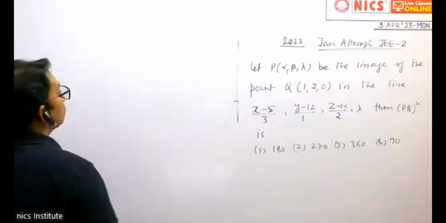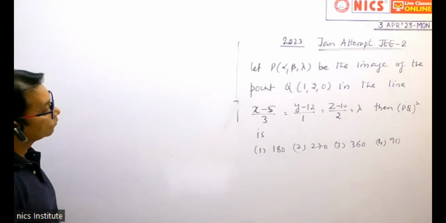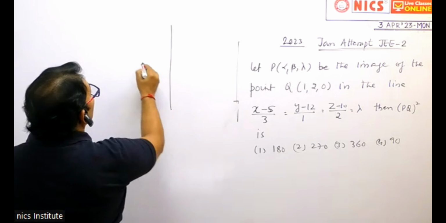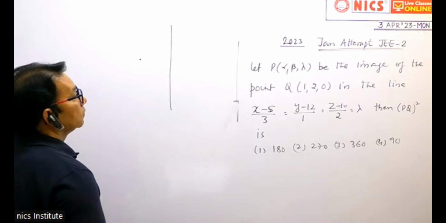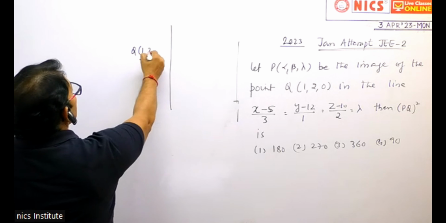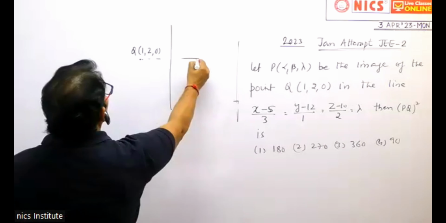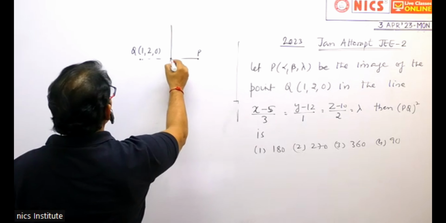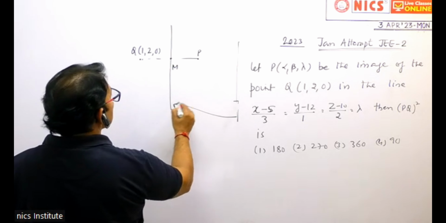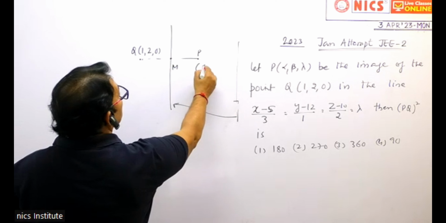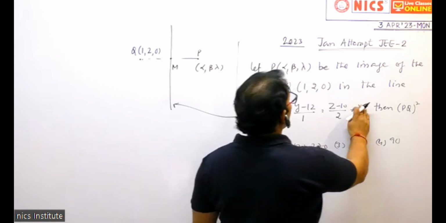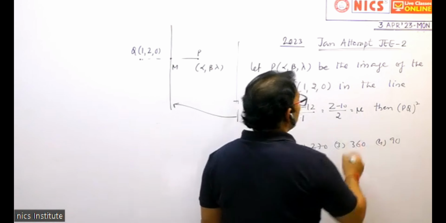There's a line given to you. There's a point Q whose image is P. So this is M, and this line is this. This is alpha, beta, lambda. You can take this as something else, because alpha, beta, lambda has been given. You can take this as mu.